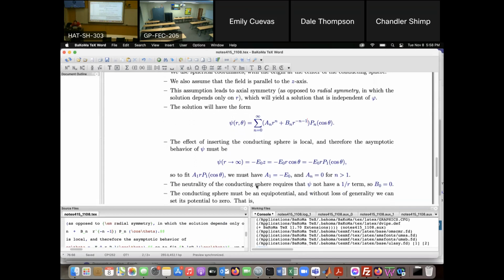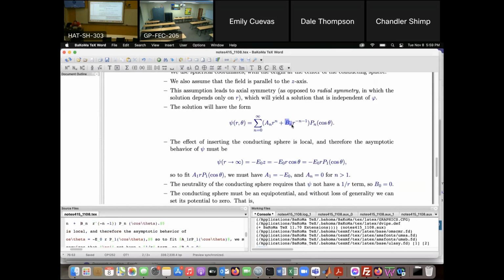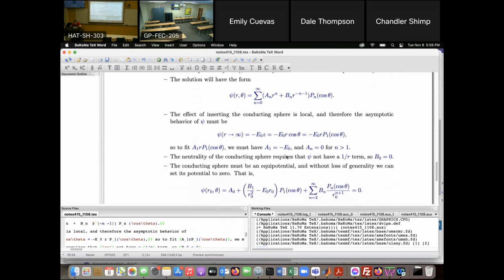Now we have a neutral conducting sphere. So that means the solution is not allowed to have a term with growth rate 1 over r. So we're not going to have b0. b0 has to be 0. That corresponds to the 1 over r term.